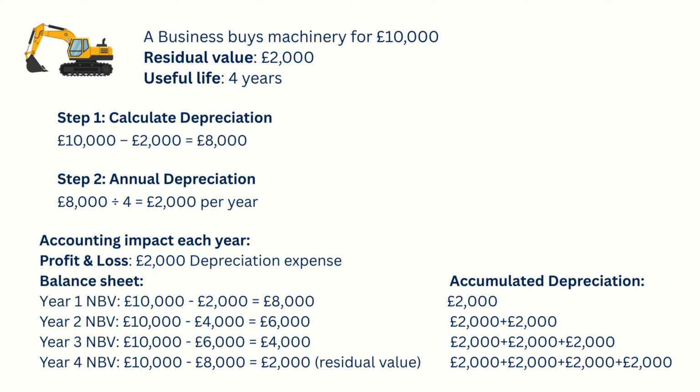In the balance sheet, we keep the asset's cost visible and record depreciation in a separate account called accumulated depreciation. So the balance sheet presentation is cost minus accumulated depreciation equals net book value, NBV. The original purchase cost stays the same. Accumulated depreciation charged builds up each year. Net book value reduces each year.